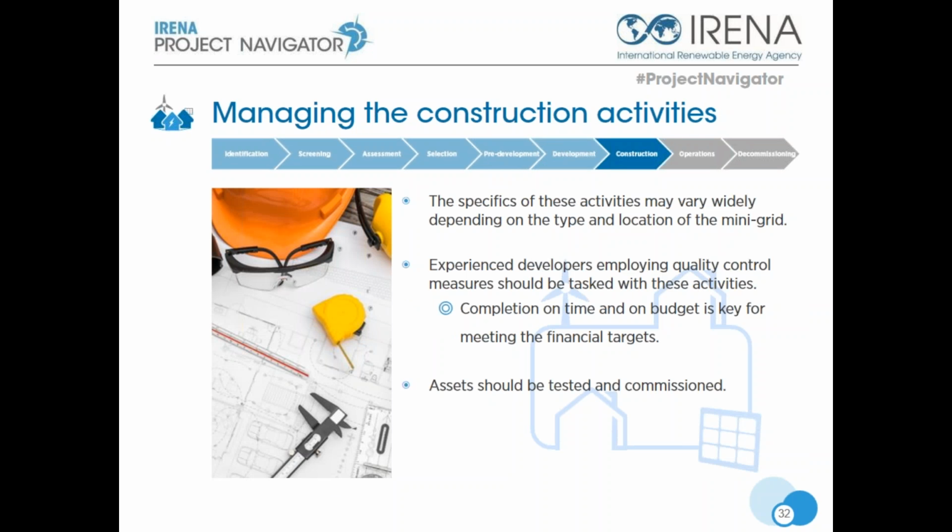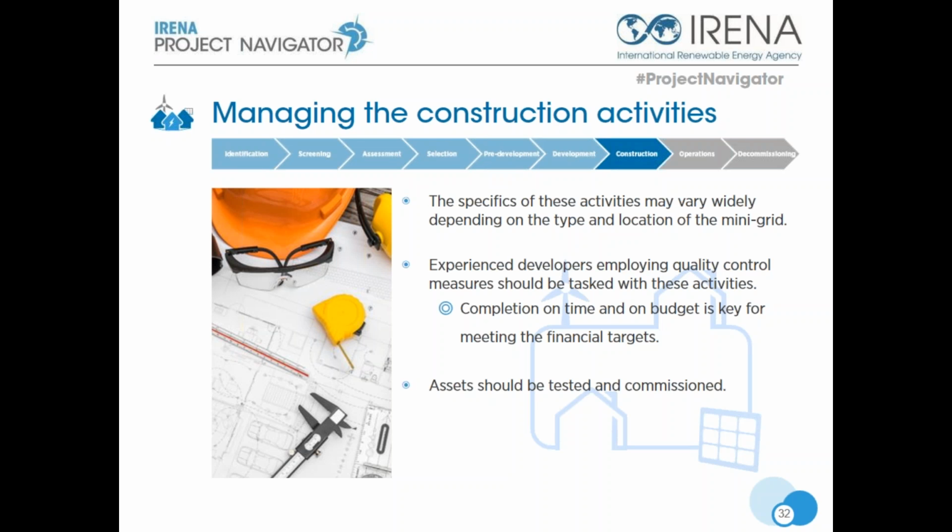So after the developer obtains the necessary funds to start executing the project, the construction can start. The construction of a mini-grid system comprises several subsystems, which can include generation, storage, and control systems, also monitoring. So the specifics of the phase can really vary widely depending on the type and the location of a mini-grid. It could be, for example, an autonomous mini-grid in a remote site, or it could be a resilient or an advanced mini-grid in a more highly populated area with a more diverse site.